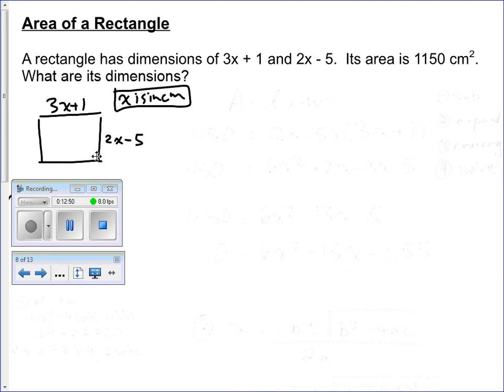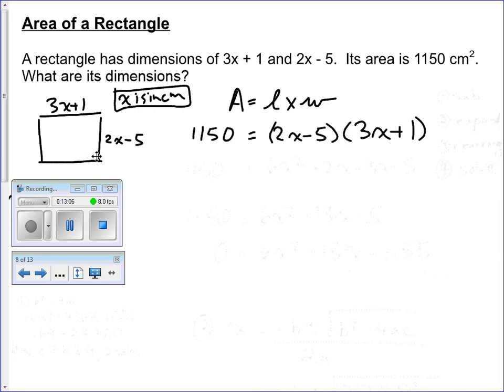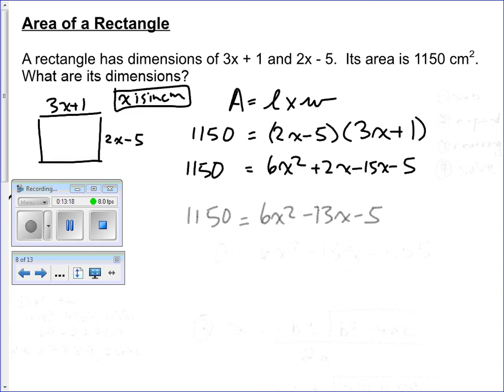So now you know that the area of any rectangle, it asks us for the area. It gives us the area, and we just need the dimensions. So area is equal to the multiplication of the dimensions, right? And then what we do is we substitute everything we know. So you get 1150 equals (2x - 5)(3x + 1). So expanding, you get this. Now simplify to get this.